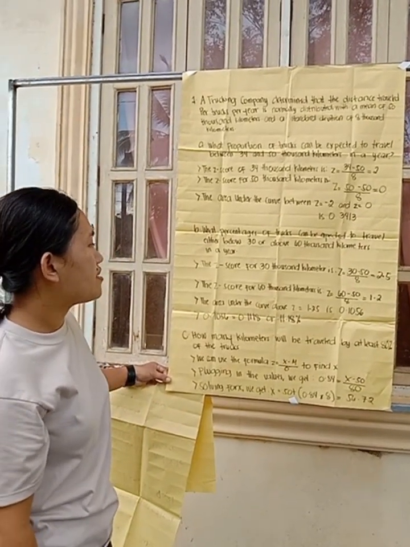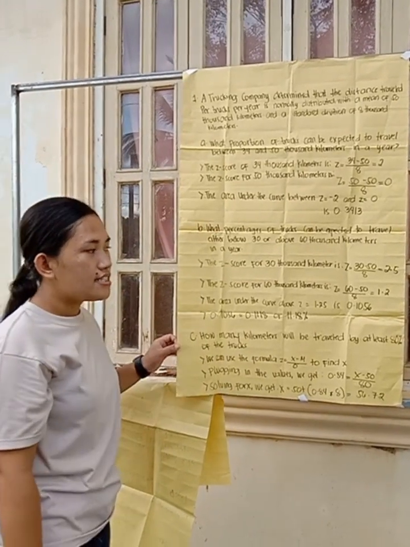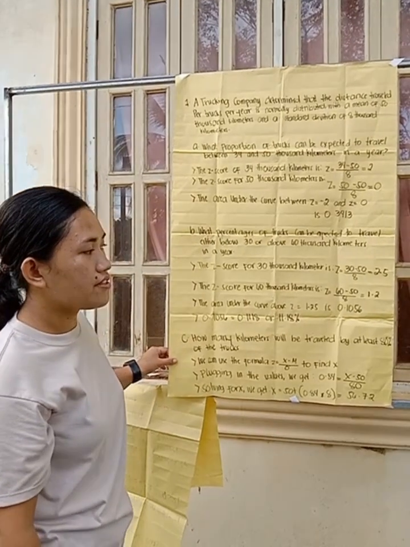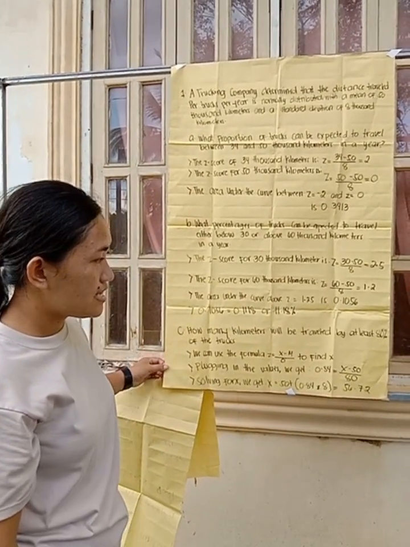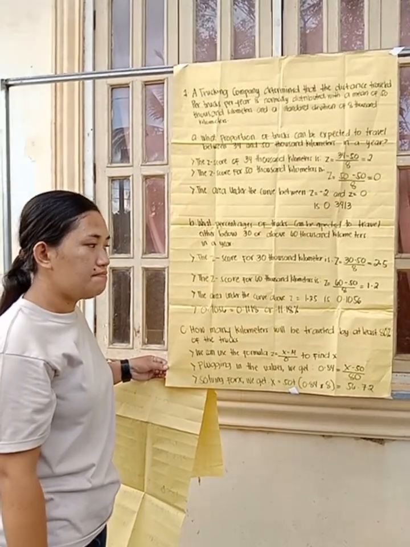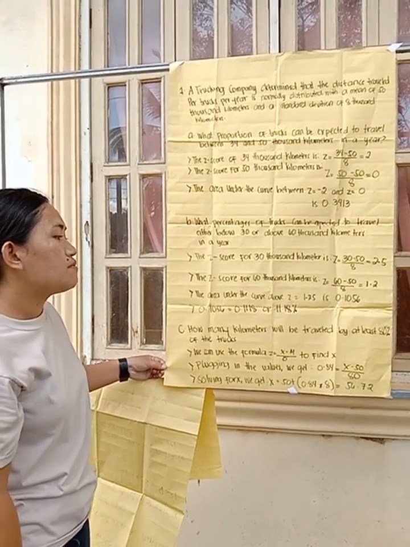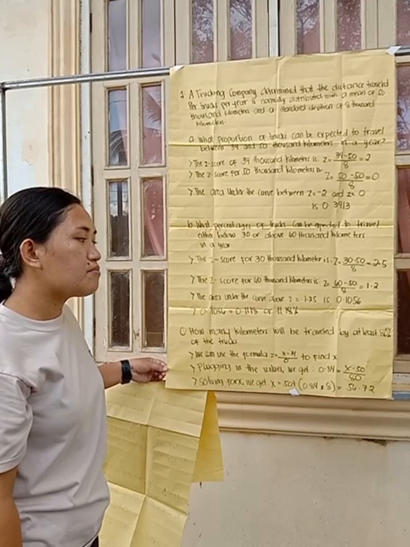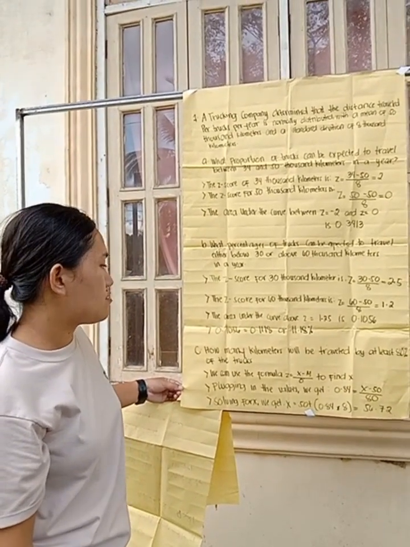So letter B is what percentage of trucks can be expected to travel either below 30,000 or above 60,000 kilometers in a year. So the Z-score for 30,000 kilometers is Z equals 30 minus 50 divided by 8, which equals negative 2.5. So the Z-score for 60,000 kilometers is Z equals 60 minus 50 divided by 8, which equals 1.25. So the area under the curve above Z equals 1.25 is 0.1056.